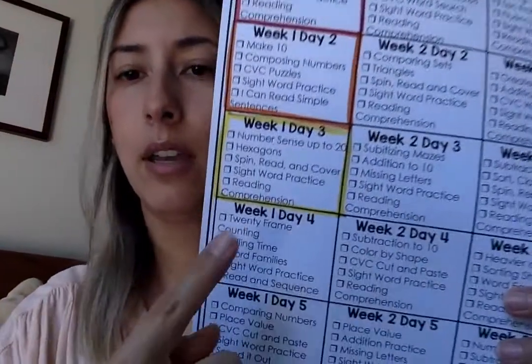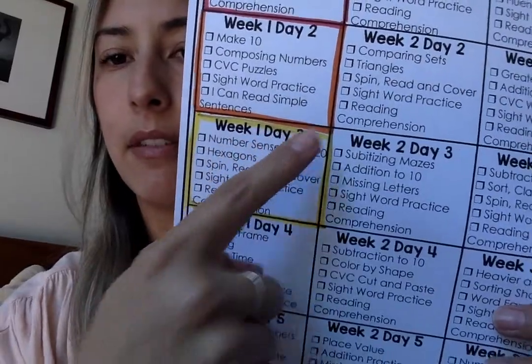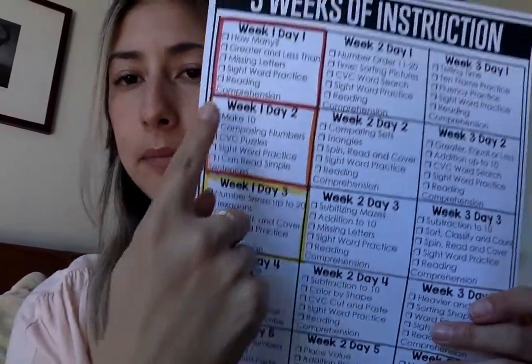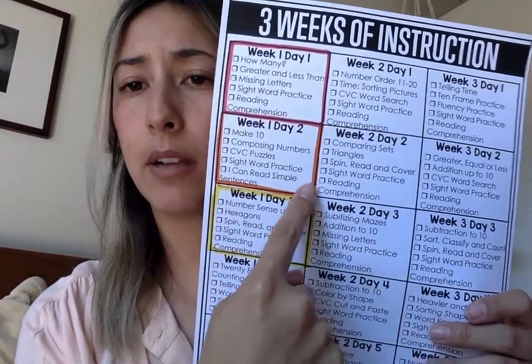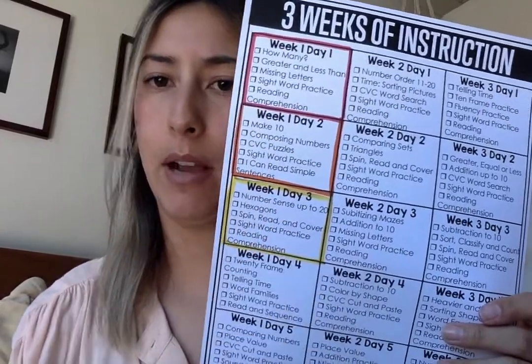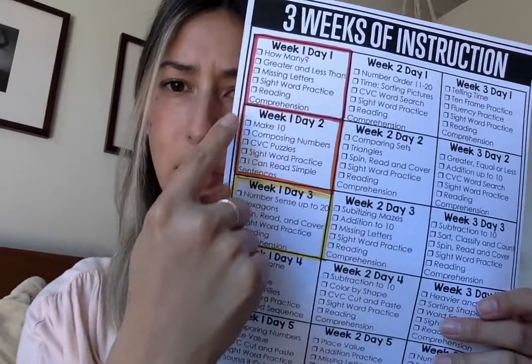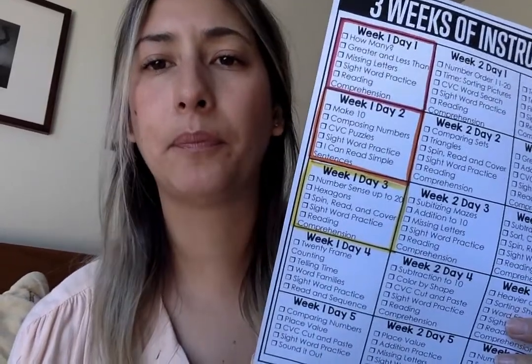The next thing we are going to do is talk about our assignments, which are week 1, day 3 in yellow. You should be done with the red box, you should be done with the orange box, and now we are working on the yellow box. So all of your boxes should be checked off.